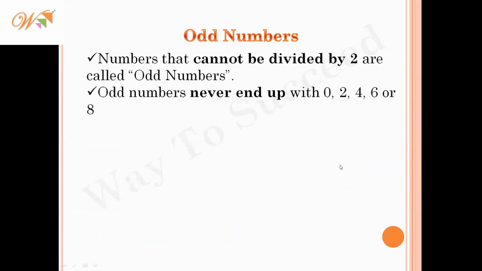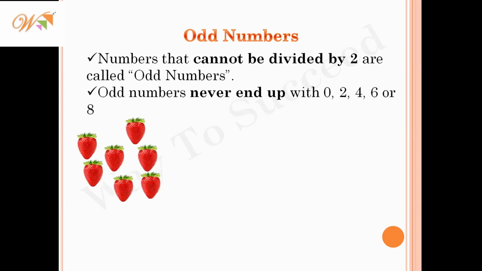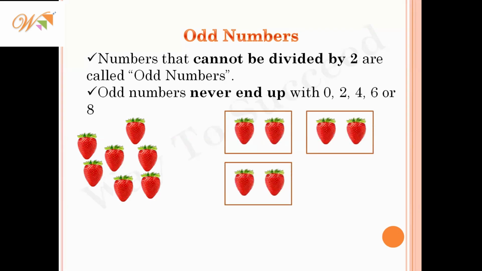What are odd numbers? Numbers that cannot be divided by 2 are called odd numbers. Or you can also say that odd numbers never end with 0, 2, 4, 6 or 8. But then how do we decide if a number is odd or not? So you can pair them. Dividing by 2 means pairing them, right? Let's say we have 7 strawberries now. Now I'm going to pair them up. So let's put 2, 2, 2. So these are 6 and then we have only 1 left.